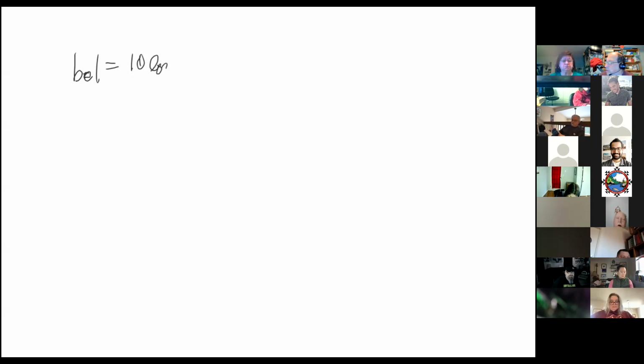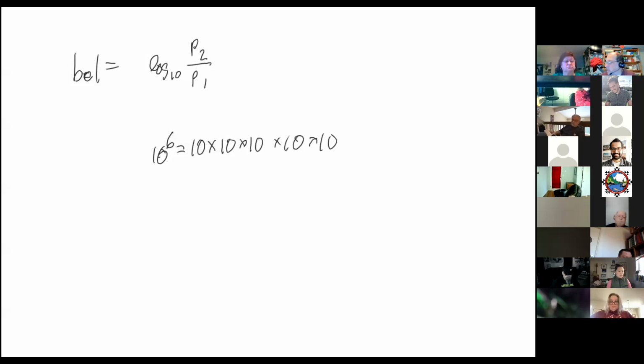10 log base 10 of P2 over P1. Sorry, I'll get rid of the 10. There we go. Okay, so a logarithm is kind of like an opposite of an exponential. So if we said 10 to the 6th, that would be equal to 10 times 10 times 10 times 10 times 10 times 10. Does anyone have any disagreement with that? Okay, so that would be 1,000,000.